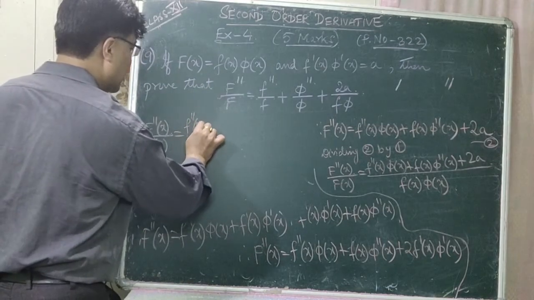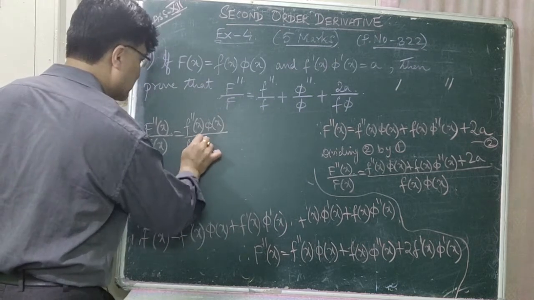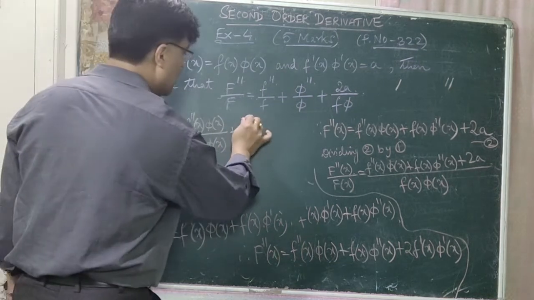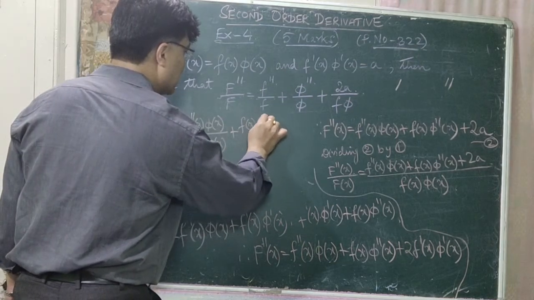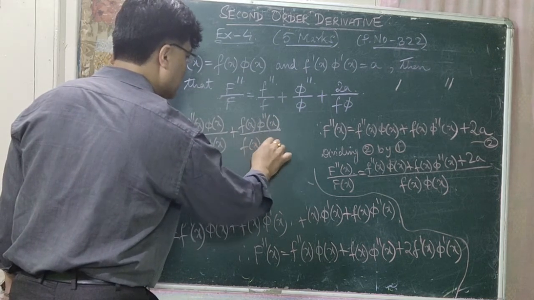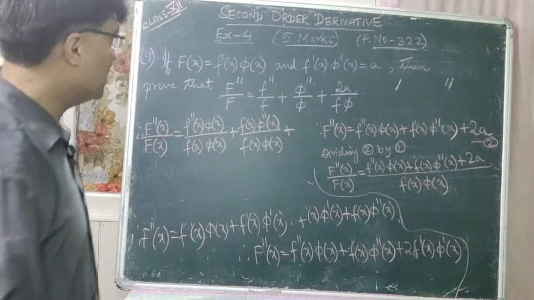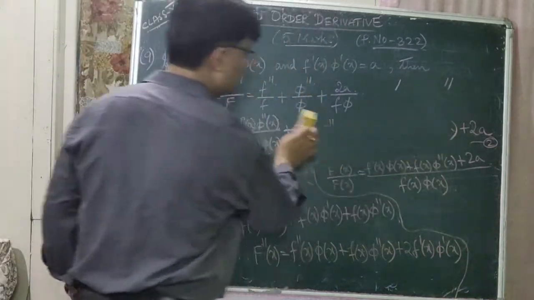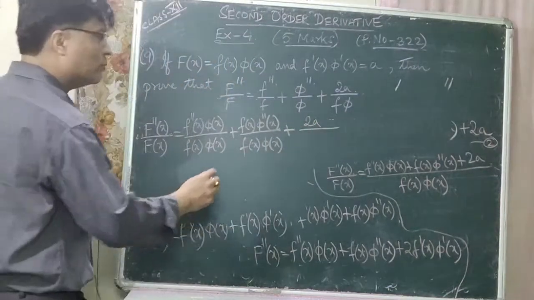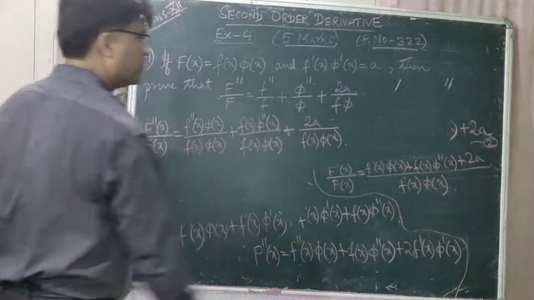First term, that is f double dash of x into phi of x divided by denominator. What is denominator? F of x into phi of x, plus next small f of x into phi double dash of x divided by f of x into phi of x, right? Plus next one, what is the next one? Third term. What is the third term here? 2a divided by, what is the denominator? It is f of x into phi of x.